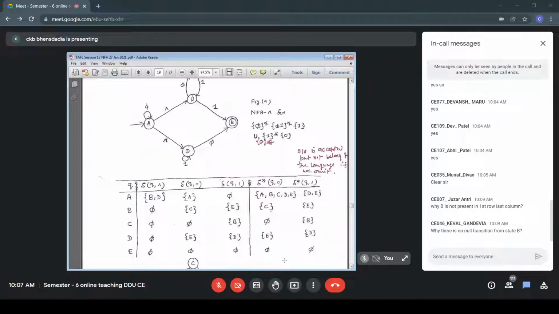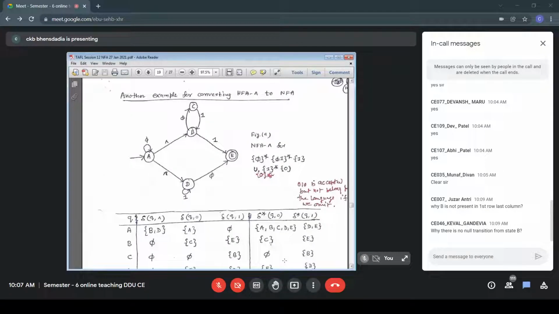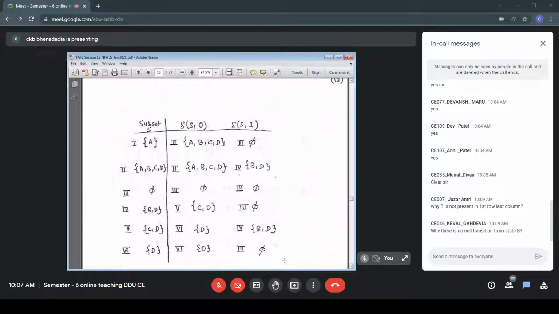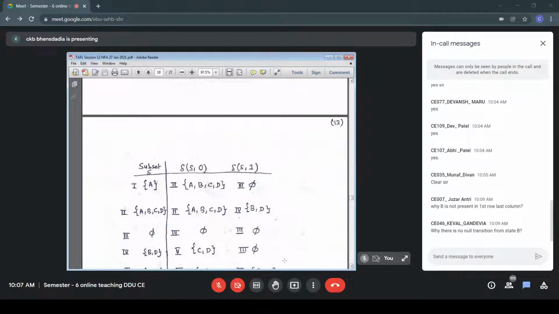And E, it is null, 0 and 1. For everything, it is phi. No transition defined. So E is phi, phi, phi. So those are columns: delta Q null, delta Q0, delta Q1. Actually, when we apply this formula, we require these columns. Incidentally, we use the state approach and we directly computed these values.